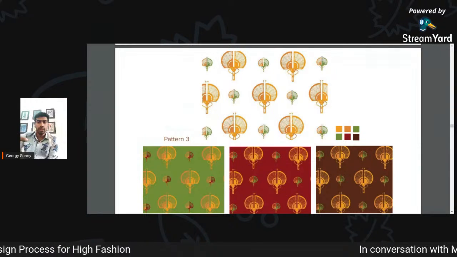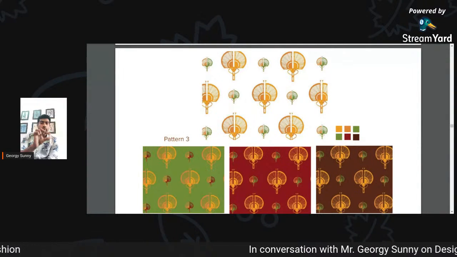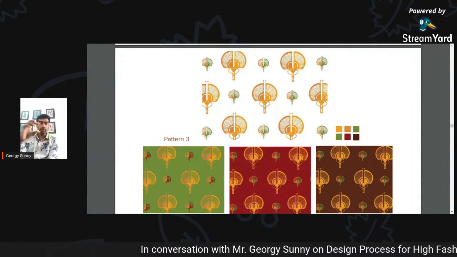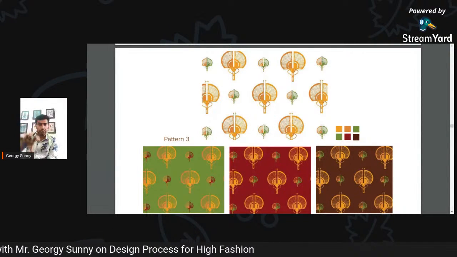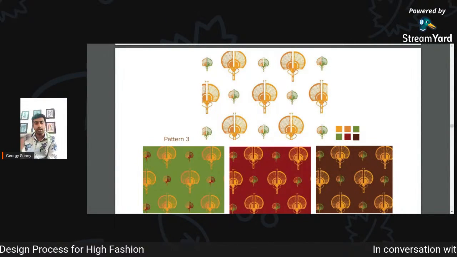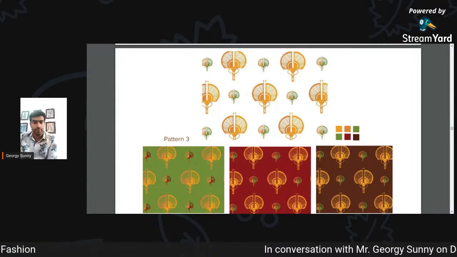Okay, then she has tried to combine two different motifs. With the same idea, she has taken a smaller one and a bigger one. By arranging that combination, she is trying to create another set of print. Next, please.